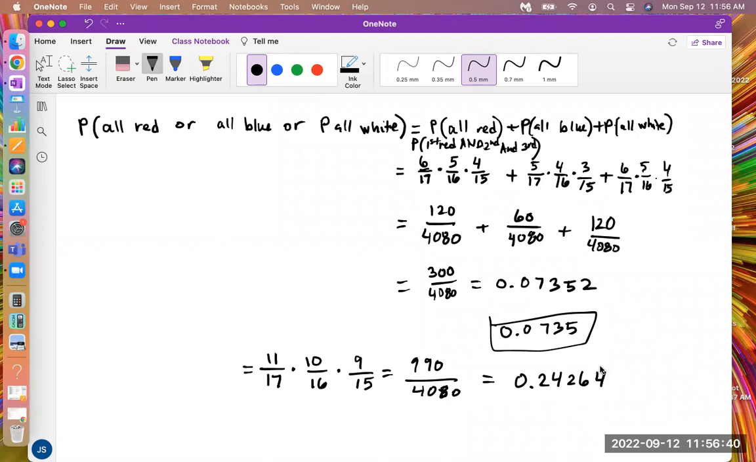So that's 0.24264. And there are 4 decimal places, 1, 2, 3, 4, that we want to be accurate to. So we look to the one to the right of that, and it is not 5 or greater. So we just truncate it, and our answer becomes 0.2426.